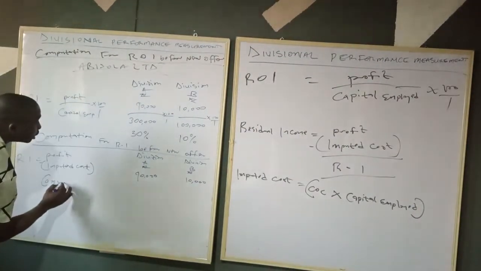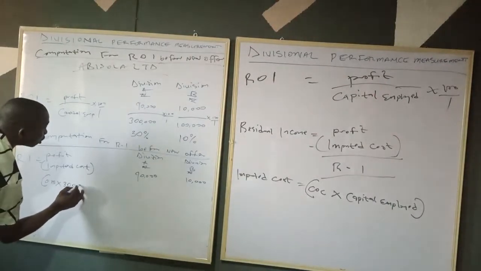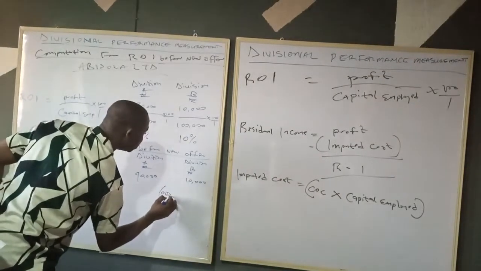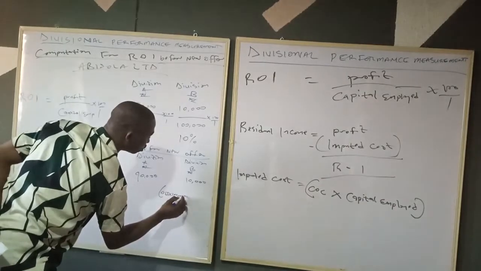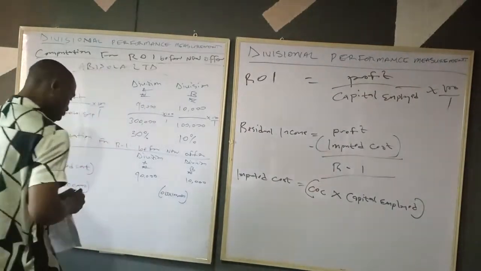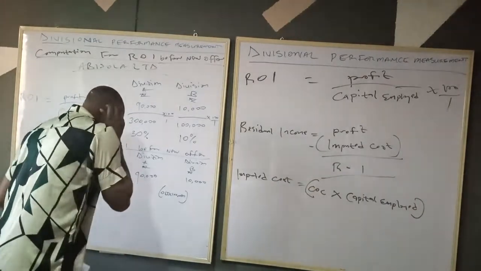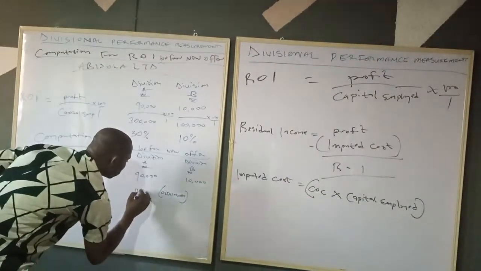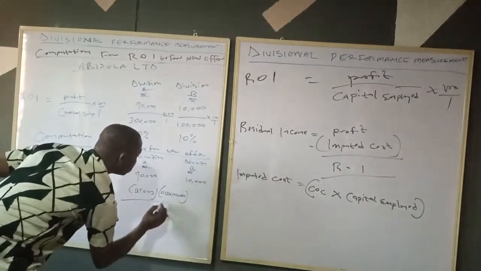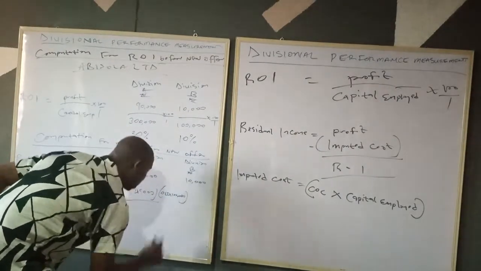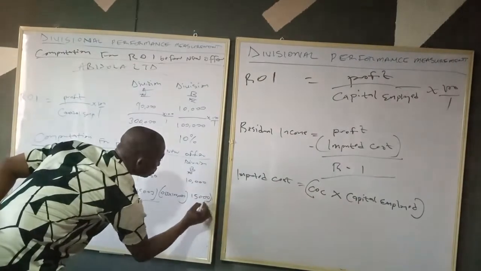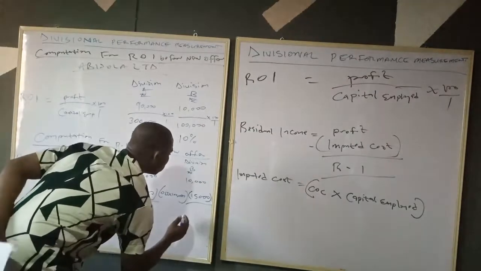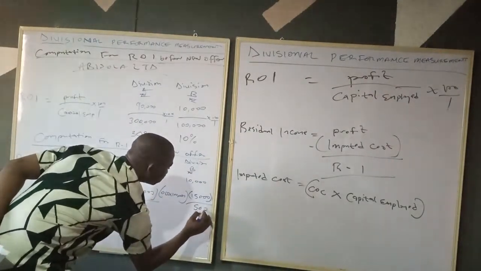capital employed for division A is 300,000. So for division B also, 0.15 times capital employed is 100,000. So what do we get? Here we get 45,000. And here we get 15,000. So 5,000 minus 10,000, we have 5,000 negative.